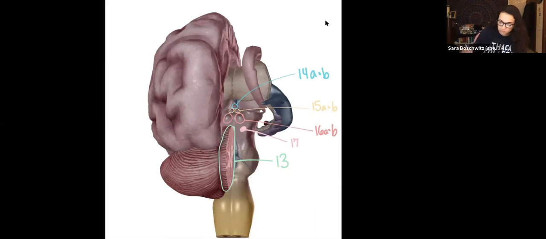All right. So number 13, that is going to be the vermis. So just dividing the two cerebellar hemispheres. Right. And number 14, structure and function. This is going to be the pineal gland.